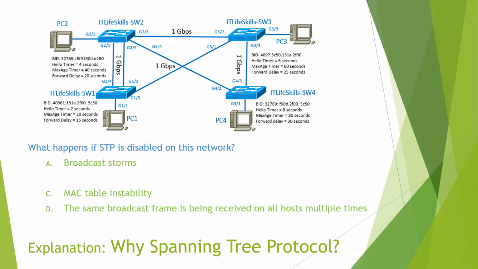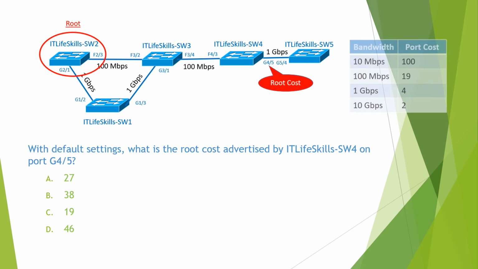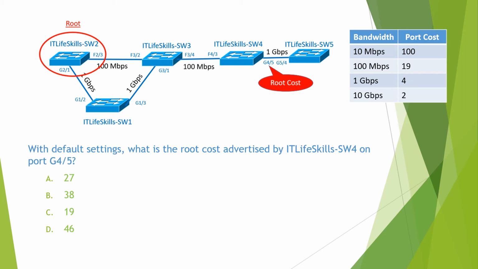Why Spanning Tree Protocol? The question reads, with the default settings, what is the root cost advertised by IT Live Skill Switch 4 on the port Gs45? To answer this question, we need to remember this table. From the table, we can easily figure out that the root cost via the port Gs31 is 8, and the root cost via the port Fa32 is 19.